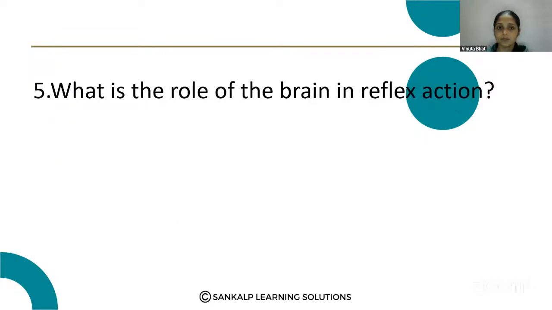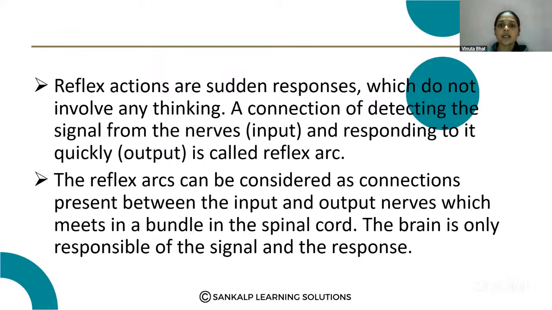Next question. What is the role of the brain in reflex action? Here, the brain is not directly involved in this process. Mainly the spinal cord is involved in this. The brain is only responsible for the signal and the response. So the brain is not directly involved in this process.